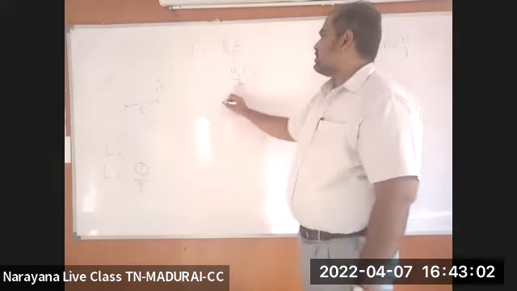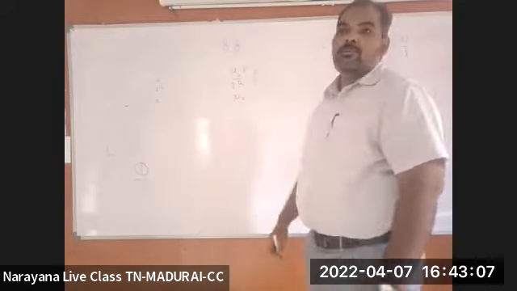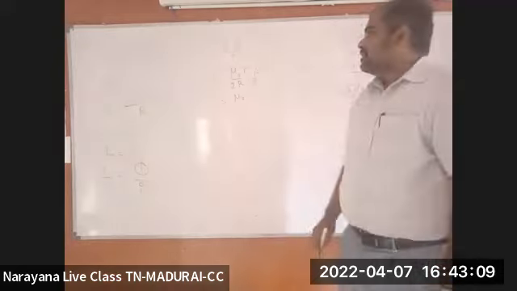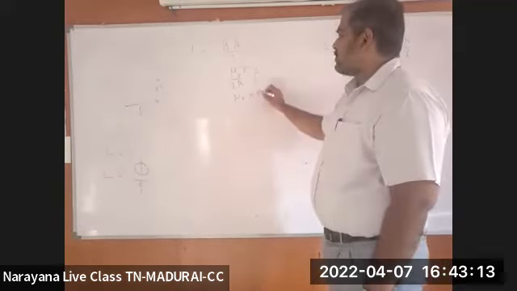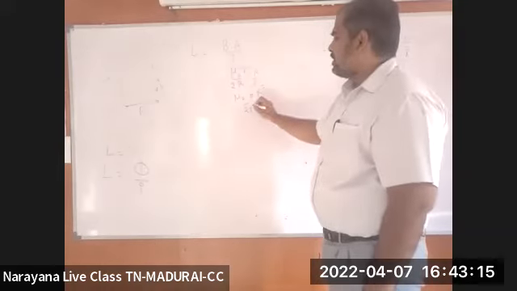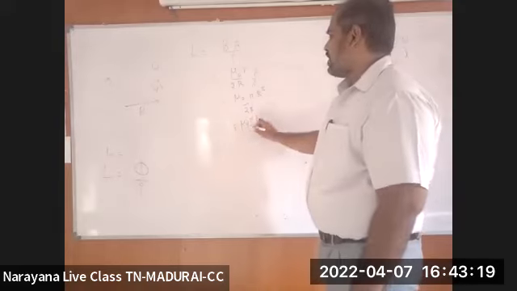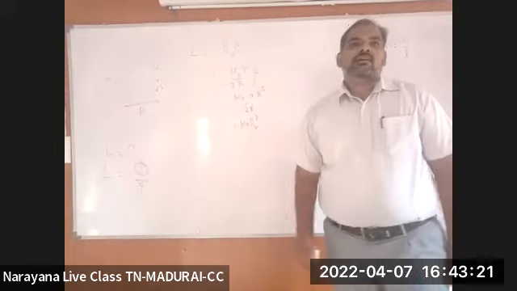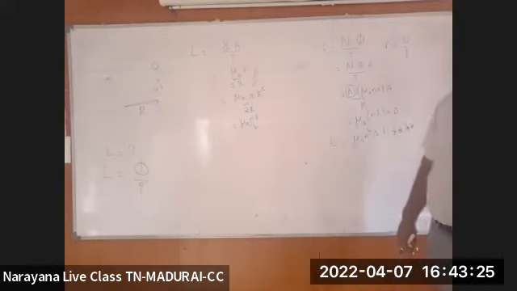I cancels out. Mu naught. Sorry, 2 I forgot. 2 compulsorily should come. And what is the area of the circular cross section? Pi R square by 2 into R. R cancels out. So mu naught pi R by 2. This is the coefficient of self-inductance for the circular coil.